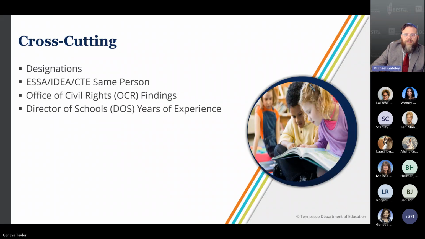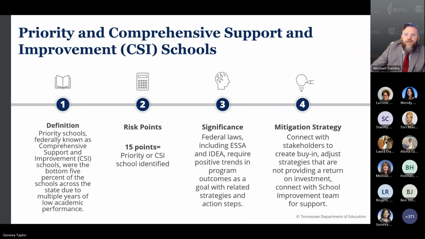All right, with this one we have designations. We have SIDA, CTE, same person, Office of Civil Rights, and then Director of Schools years of experience, which I believe we've actually moved to another section. So priority and comprehensive supports and improvement schools. We have priority schools, and federally they're known as comprehensive support and improvement, so CSI schools.